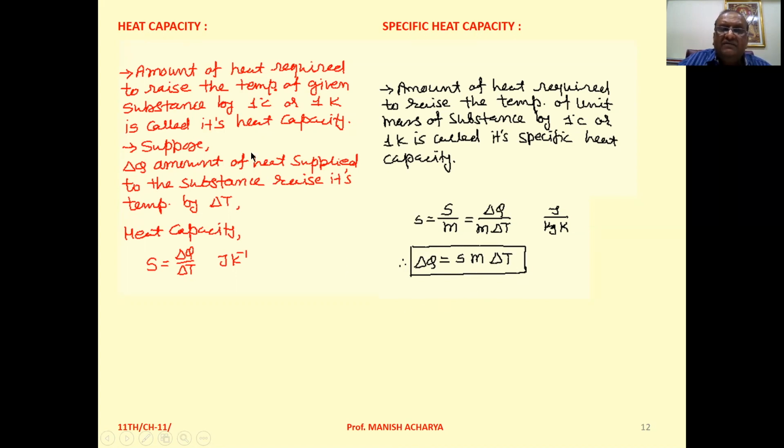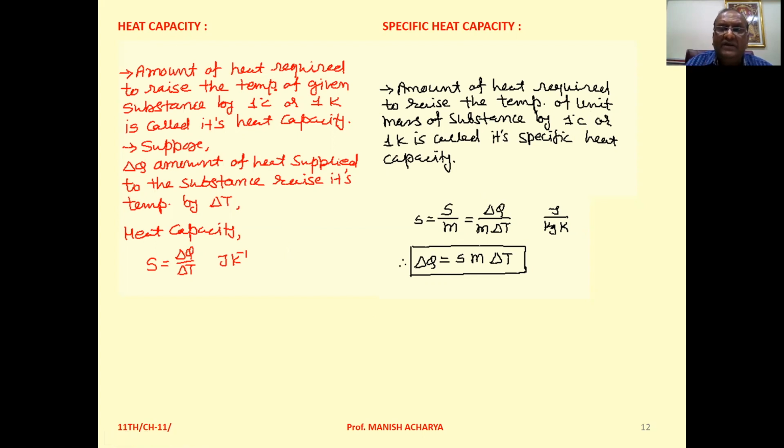Now see here, when we say heat capacity, that is of the substance. But specific heat capacity is of the material of the substance, because here we take unit mass of the substance. Let's try to understand this with the help of an example.